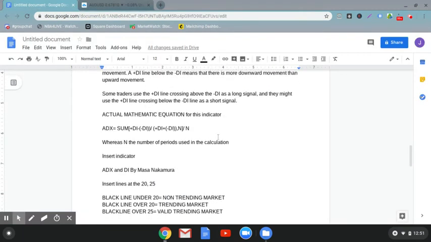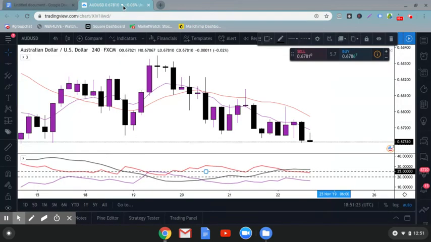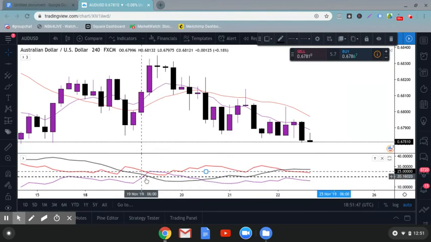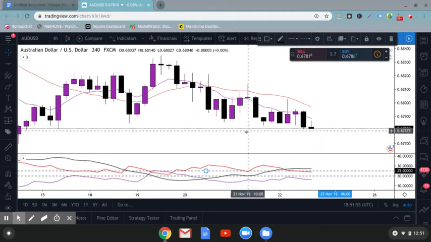So, the black line under, right? Because this black line is our ADX, this is our negative DI, and this is our positive DI. If this black line is under the 20, it's a non-trending market. It means that it's not moving a lot. It means it's not crazy trending. There's not a lot of momentum to it.